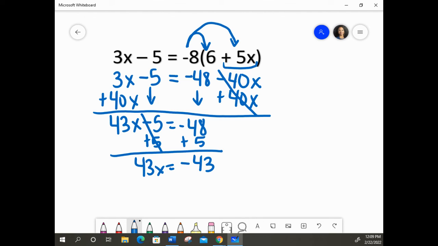Now I'm almost done. I just have a one-step equation. Attached to our x is a multiplication of 43. To undo a multiplication of 43, I'm going to divide by 43 by using that bar. And whatever you do to one side, you have to do to the other. My 43s are going to cancel. I'm left with x on the left. And negative 43 divided by positive 43 is going to give me a negative 1. So our answer is x is equal to negative 1.